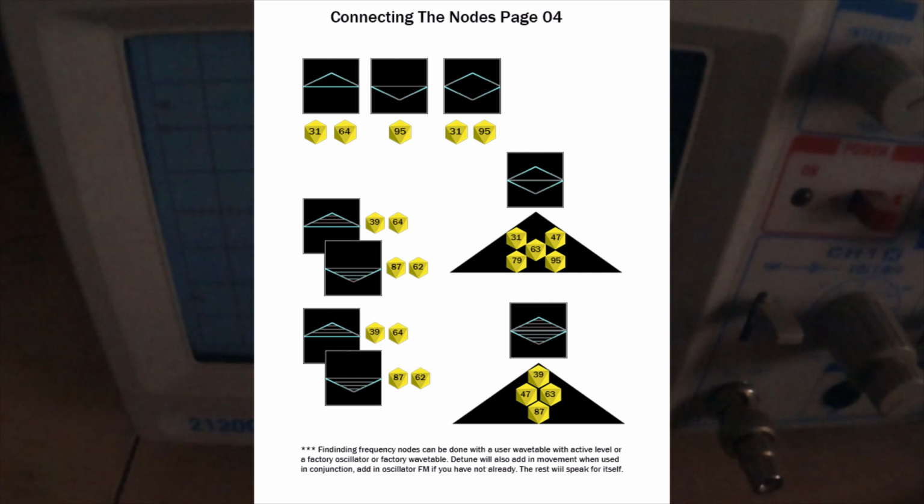Now, when we get down to the sectional triangles, they all share the same thing: 39, 64, 87, and 62. Triangle plus minus, you have 31, 47, 63, 79, and 95. The sectional rhombus, you have the 39, 47, 63, and 87. But you notice that 87 and 87 there. And you'll notice that 39 and that 39 there. So, again, this book is number heavy.